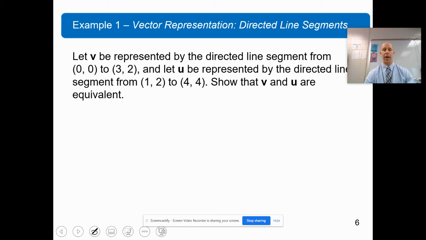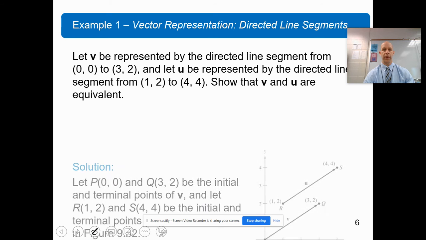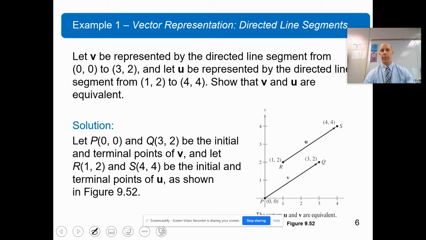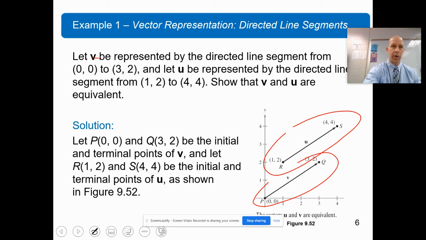It says, let the vector v be represented by the directed line segment from (0, 0) to (3, 2), and let the directed line segment of u be from (1, 2) to (4, 4). Show that they are equivalent. So let's just draw a picture of them. Here is our first one. So we're going from (0, 0) to (3, 2).